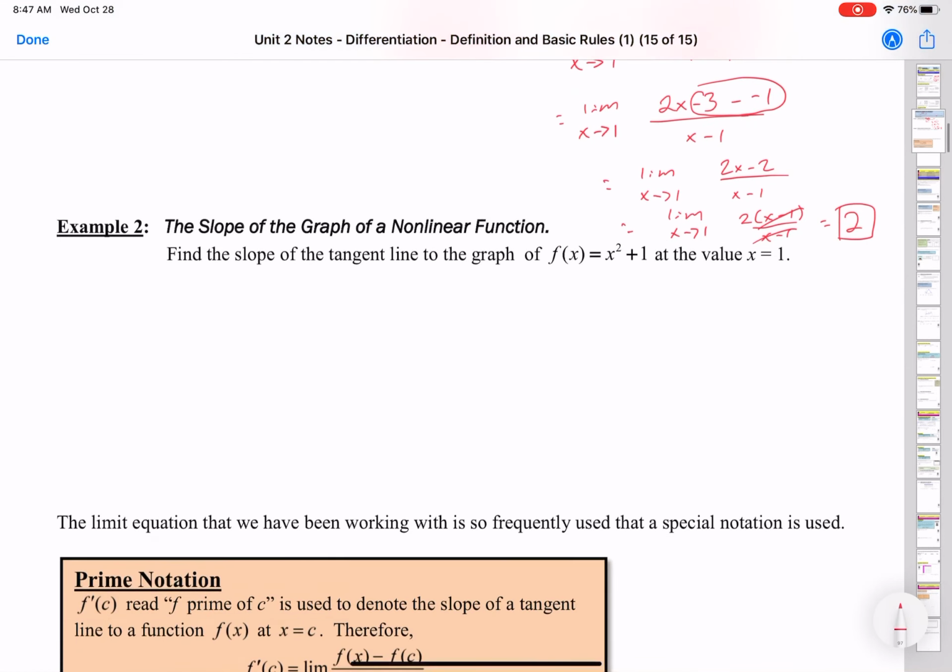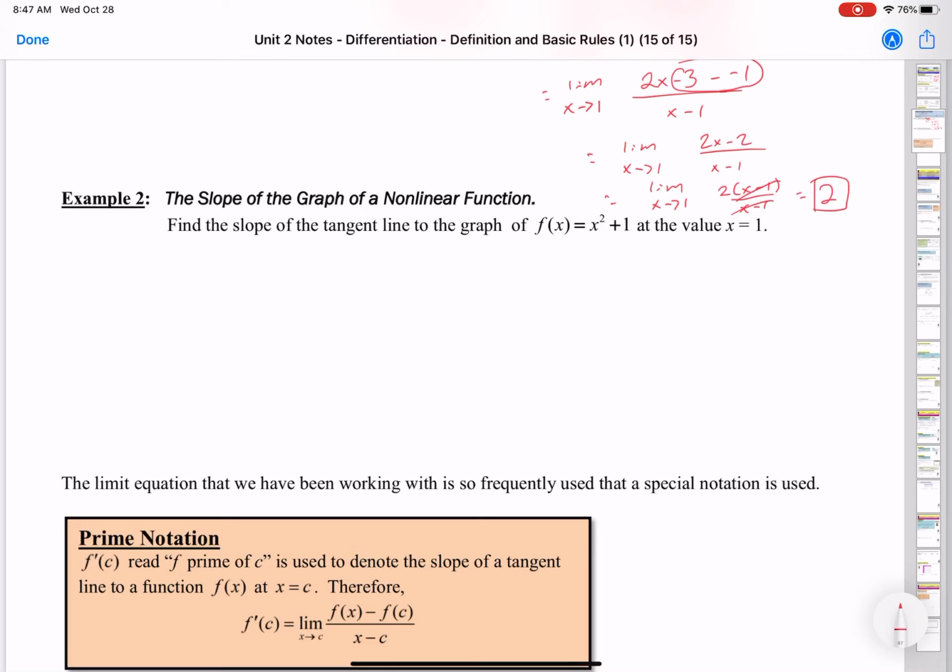So let's try it with one that is not a linear graph. Let's do one. This is x squared plus 1. This would be a parabola. So find the slope of the tangent line to the graph of f of x equals x squared plus 1 at the value x equals 1. So again, this is going to be our c. So when we're doing the limit as x approaches c of f of x minus f of c over x minus c, every time we see c, we're going to plug in 1. So we've got the limit as x approaches 1 of f of x minus f of 1 over x minus 1.